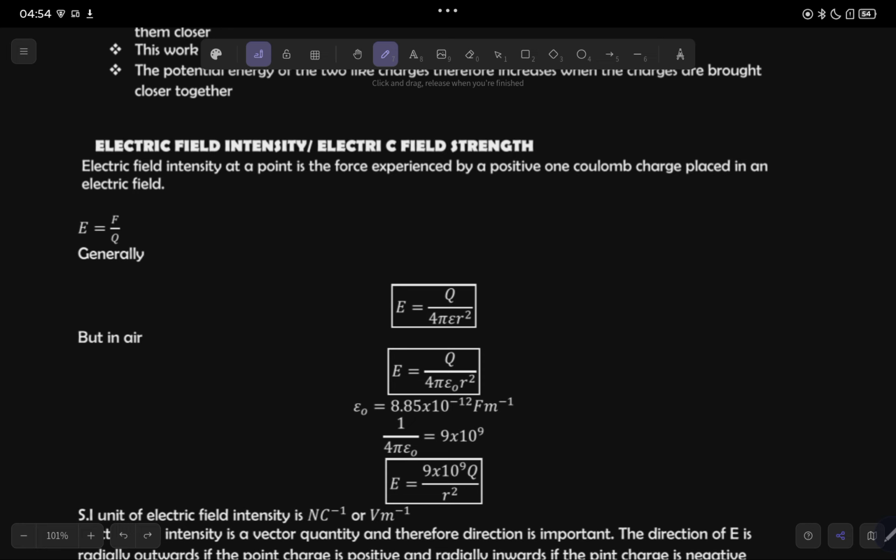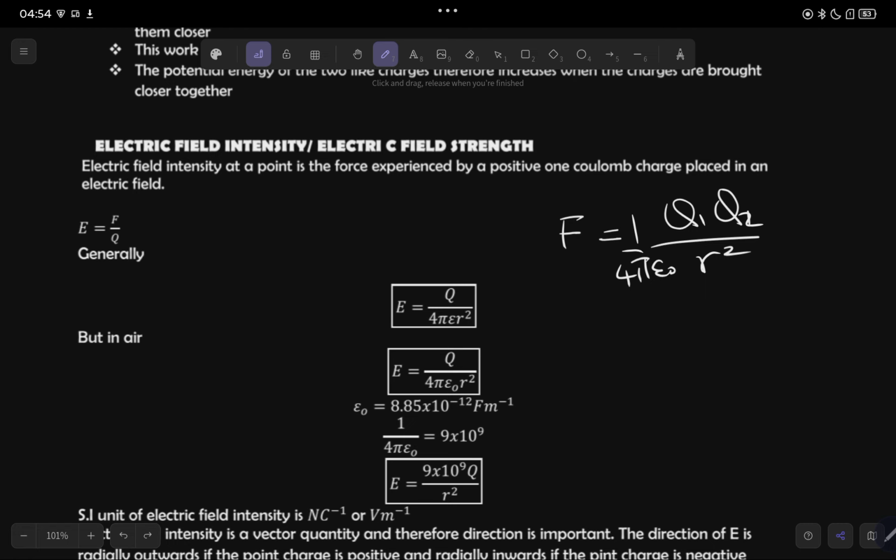If you recall from the previous episode, we said the electrostatic force between any 2 point charges, Q1, Q2, which are a distance r apart, is given by 1 over 4 pi epsilon naught times that expression. That is, if I am taking it to be in air or in a vacuum.